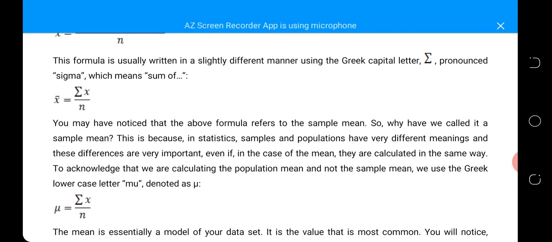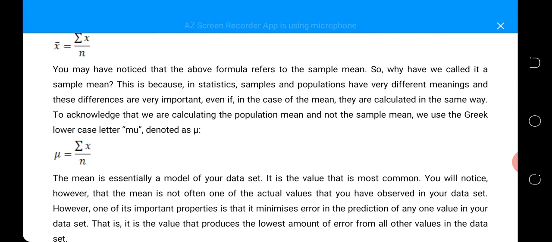You may have noticed that the above formula refers to the sample mean. So why have we called it a sample mean? This is because in statistics, samples and populations have very different meanings, and these differences are very important, even if in the case of the mean, they are calculated in the same way. To acknowledge that we are calculating the population mean and not the sample mean, we use the lowercase Greek letter mu.